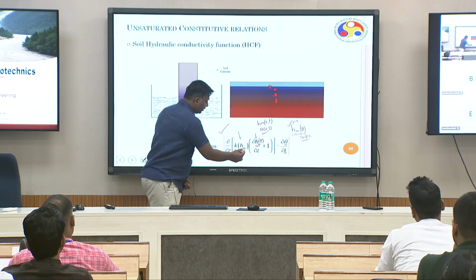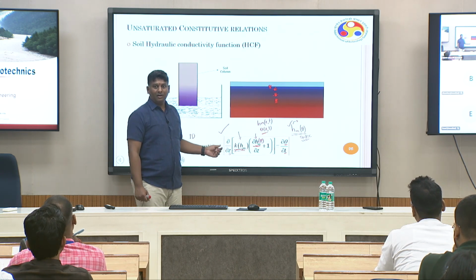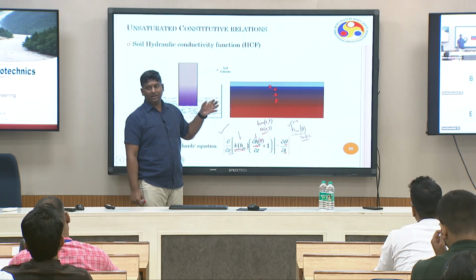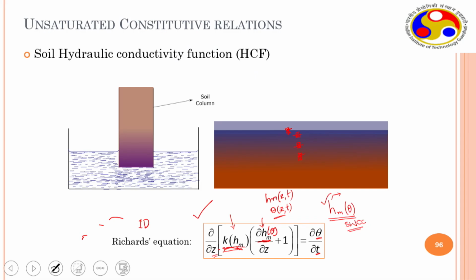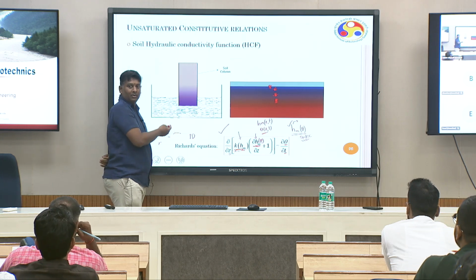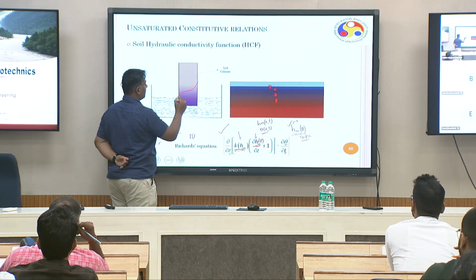So these two constitutive relationships are of paramount importance for evaluating the suction head or suction variation with respect to space and time in transient conditions, and theta variation with respect to space and time, right? So for example, there is a flow taking place against gravity here. How much time does it take, or at any given time, how is this profile changing?